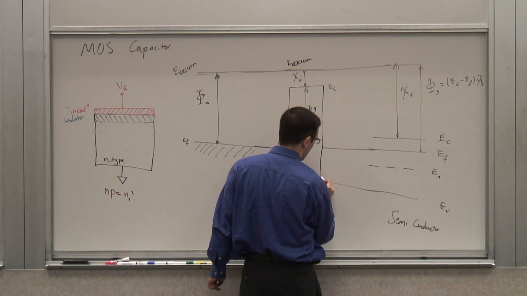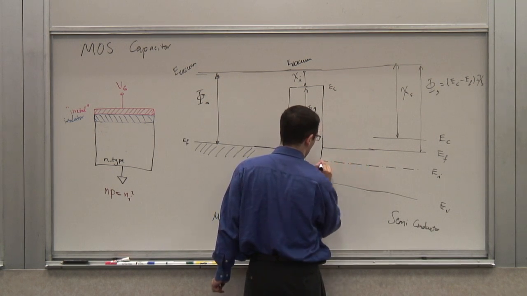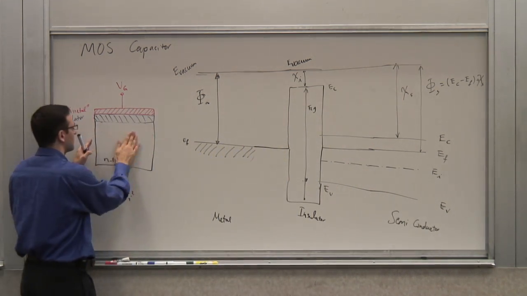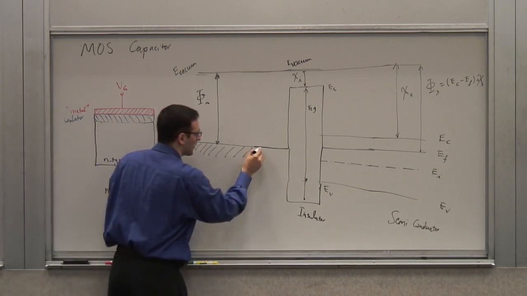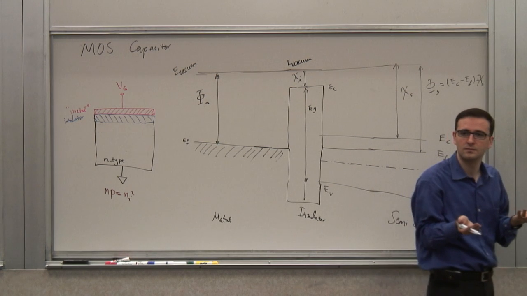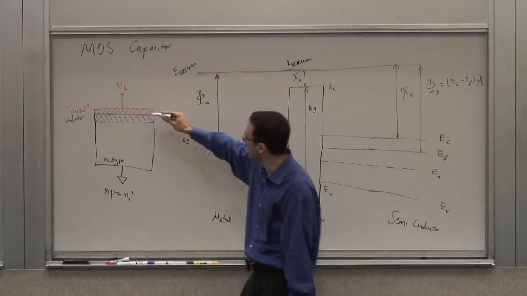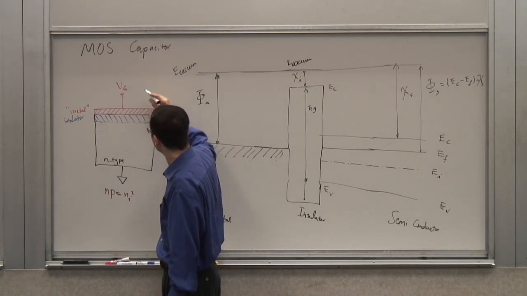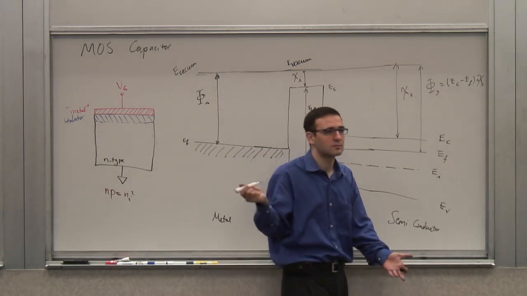Now, these will be extended here. So the intrinsic level will be here. And that's a condition where there are no additional charges here. So everything is neutral on this side, everything is neutral on that side. You can see the vacuum energy is constant. It means that there is no built-in potential. So everything is at constant potential from here to there. So if that condition holds, at Vg equals 0, everything will be at the same potential. There will be no built-in difference.